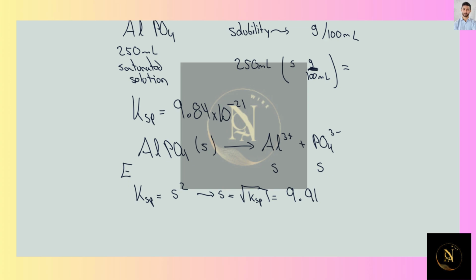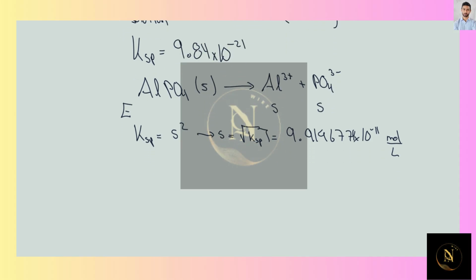9.9196 9677 times 10 to the minus 11 molar. Let me put it as mole per liter. I'm going to take another decimal, just for the sake of better precision.